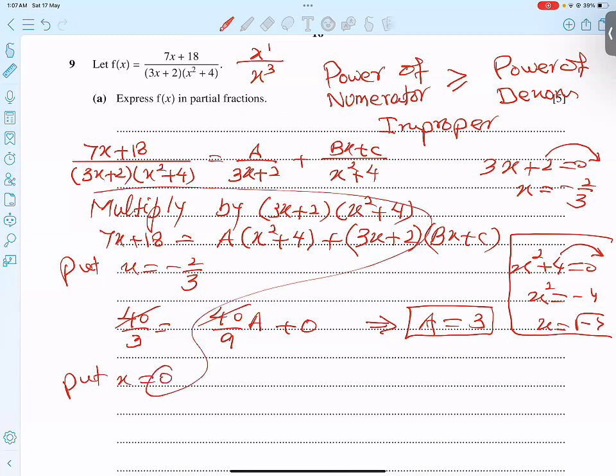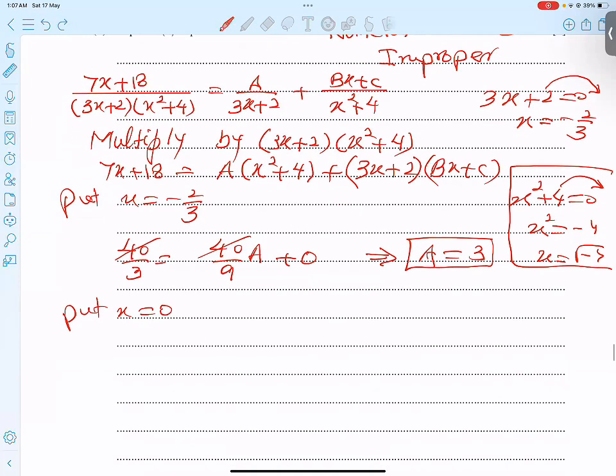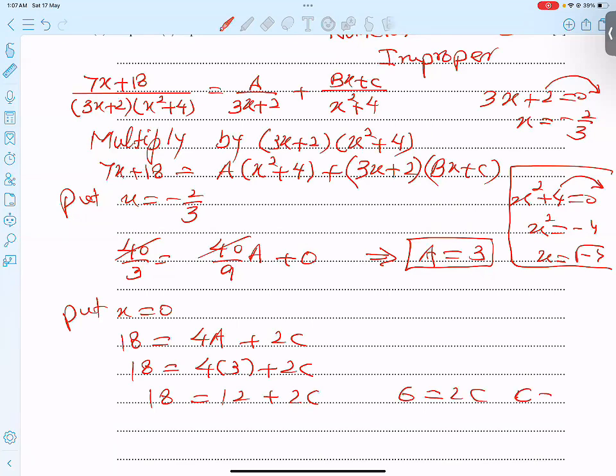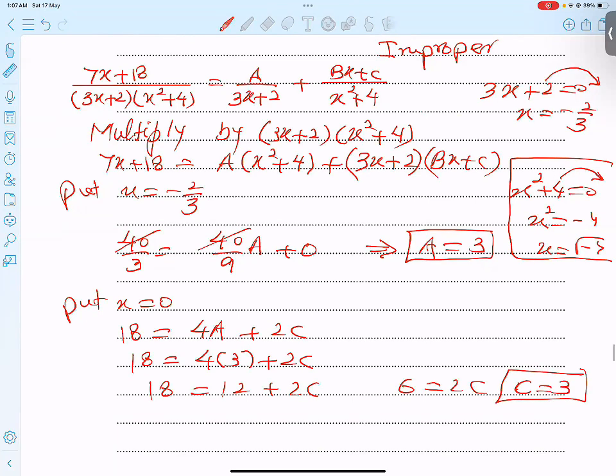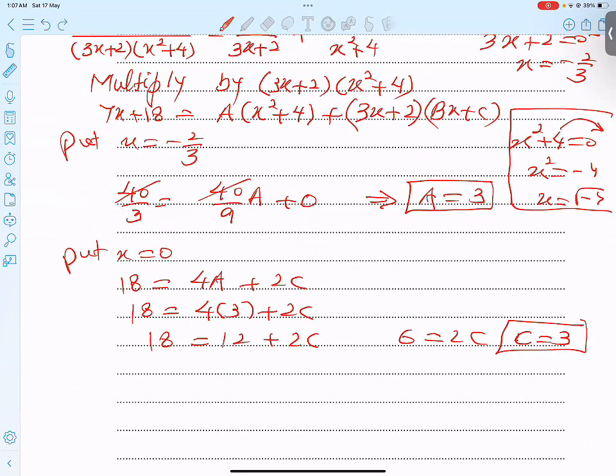I plug 0 into the whole equation. When I plug in 0 here, I get only 18. Here I get 4 times 2a, and with 0 here and here, 2c. The a value goes in: 18 equals 4 times 2 times 3 plus 2c. So 18 equals 12 plus 2c, 6 equals 2c, and c becomes 3. So first I plug in the special value, then 0. Now any number I can plug in.